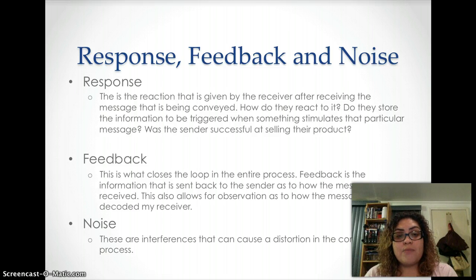Now, throughout this process, there could be what's called noise, which are interferences that can cause a distortion in the message that is being sent. If you're watching television, maybe a solar flare hit and your TV went out. Or if you're listening to the radio and there was a power outage and that went out. That is noise. And these noises are outside factors that can deter from the type of message that is being received.